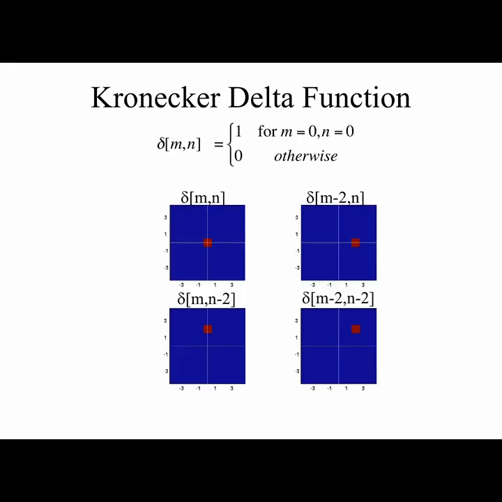And similarly for 2 dimensions, we can have delta of m, n here. That's just a dot at the center. We can have delta of m minus 2, n. This is shifted over by 2. And then we can have delta of m, n minus 2. That's shifted over by 2 in the other direction. And here we're shifted over in both directions by 2.